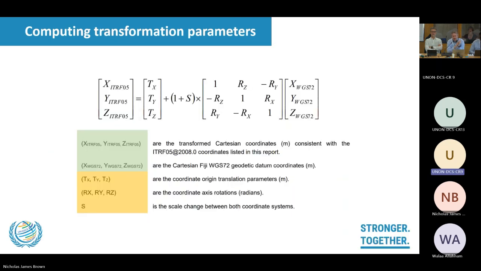Now here's our equation again. On the left-hand side, you have your XYZ in ITRF 2005, and on the far right-hand side, XYZ in WGS72. And we're trying to solve for the translation, the scale, and the rotations between these two different frames.